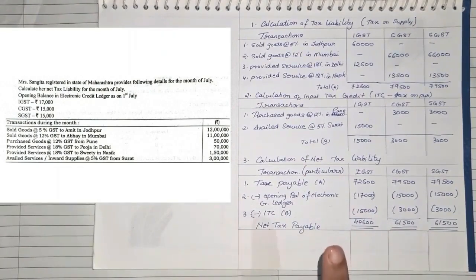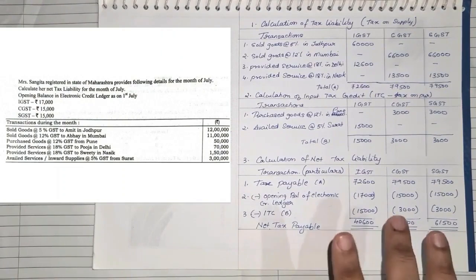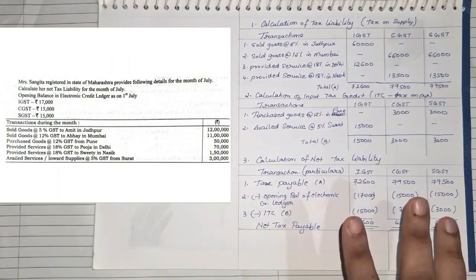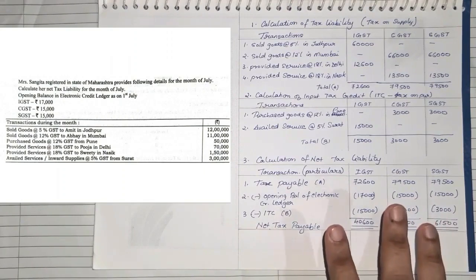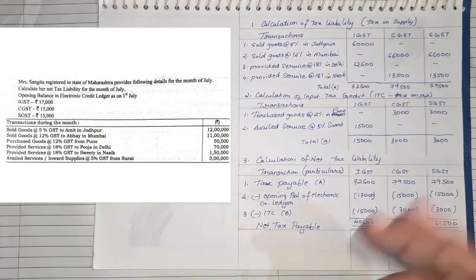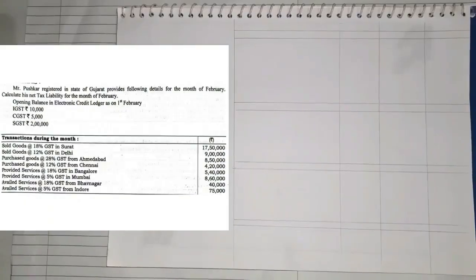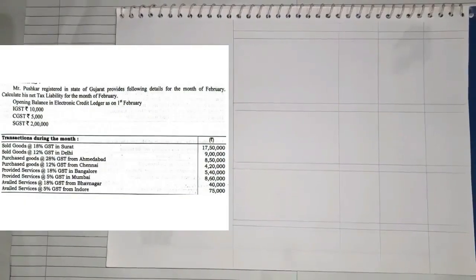I hope everyone has understood that this was the very first sum that we had taken up, based on calculation of tax liability, a very important sum from the exam point of view. Now we will be taking up the second sum, which will have an additional step. So let us see how to solve that particular sum.